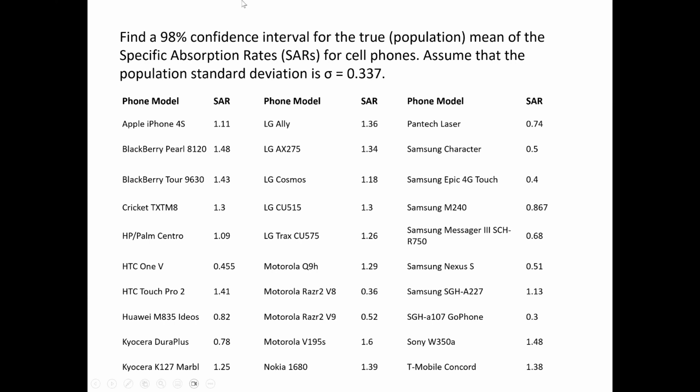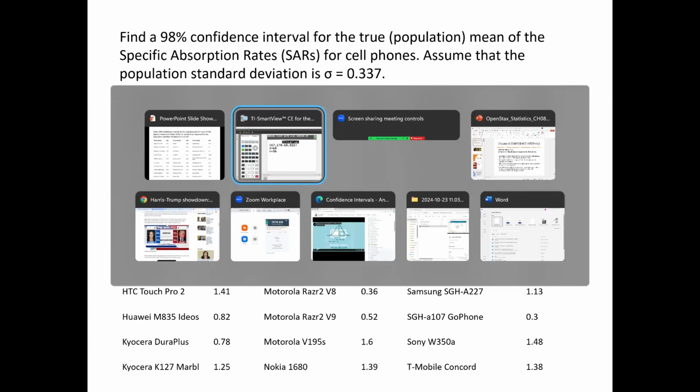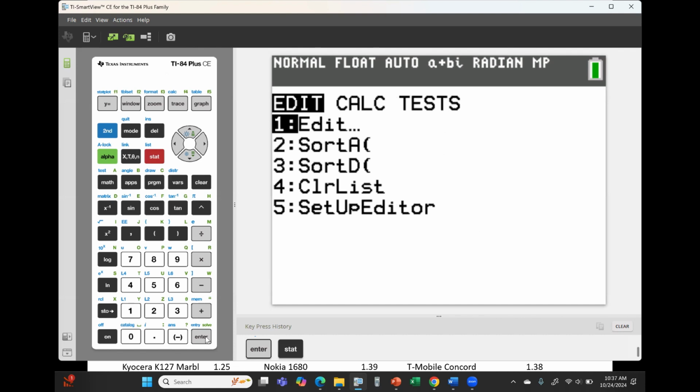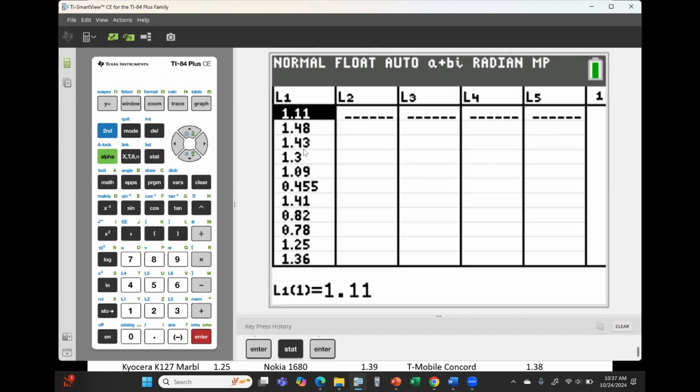You're nodding. Okay, so I put these 30 data points in my calculator. I did that this morning. I go, oh man, I gotta put all that data in. So I'm gonna go stat, edit, and you can see in my L1 list is all that SAR data, okay? So I want to calculate the confidence interval for this data. And what's my confidence interval? 98%. I'm going to calculate a 98% confidence interval for this data.